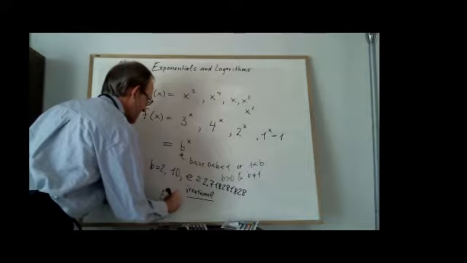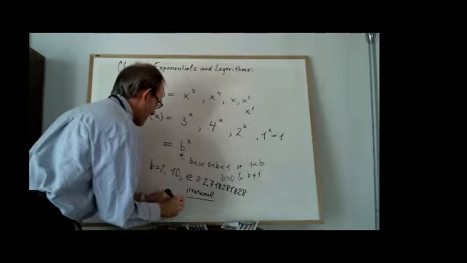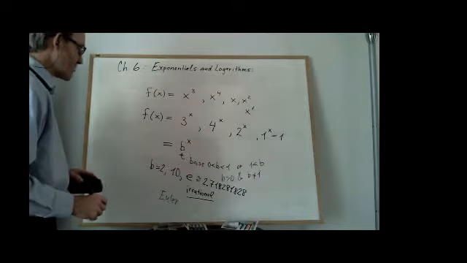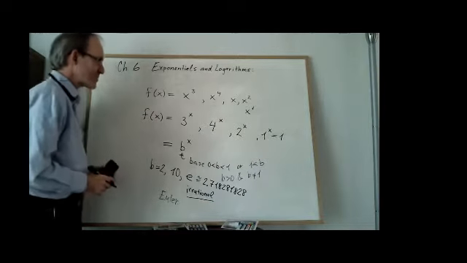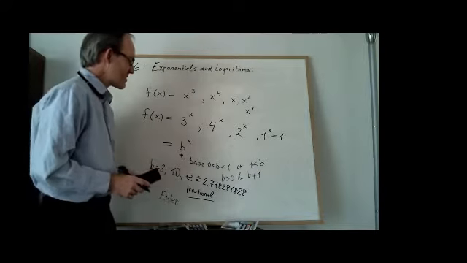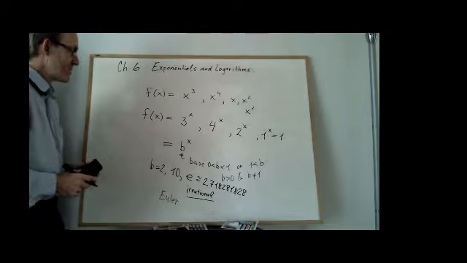Euler is spelled E-U-L-E-R. Euler, that's German. Okay, and so that's going to be an important base to use here.